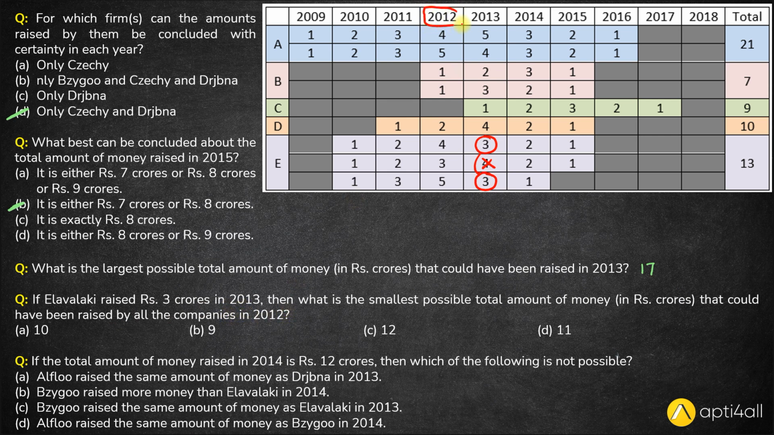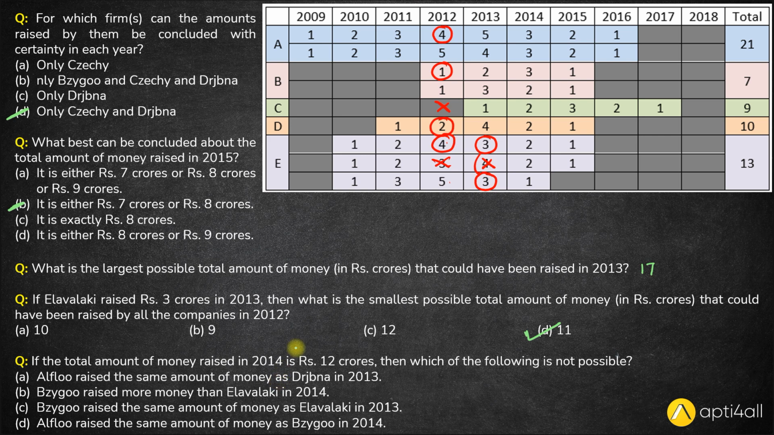So we have to figure out the minimum possible amount of money raised in 12. Fine. So the least amount A can raise is 4 crores. The least amount B can raise is 1 crore, either this one or this one, anything is fine. C raises nothing in 2012. D will raise exactly 2 crores. And for E, this case is obviously gone. So out of these two cases, the minimum possible amount raised is 4. Right? So the total minimum amount raised in 2012 will be 4 plus 1, 5, 5 plus 2 is 7, 7 plus 4 is 11 crores. So option D, 11 crores, is the answer here.